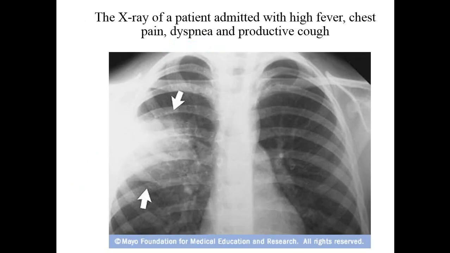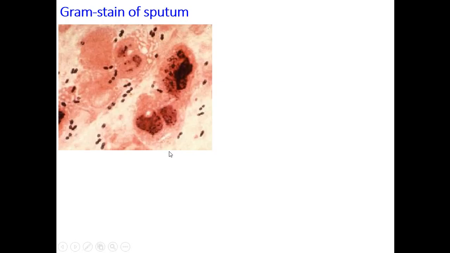And here I have a picture. It's a chest x-ray from a patient with bacterial pneumonia. So you see this opacity in here in the lung. It's a patient who has been admitted to the emergency department with high fever and difficulty in breathing and cough with sputum and chest pain. And the x-ray is showing this. And when you look at the sputum of that patient, you see a lot of bacteria which look like diplococci in here.